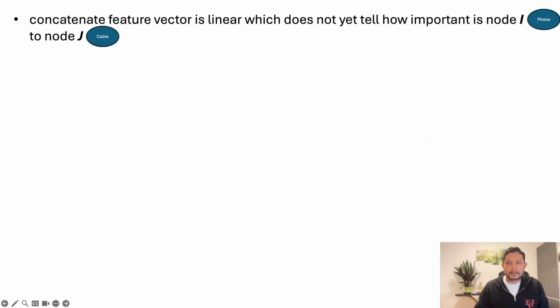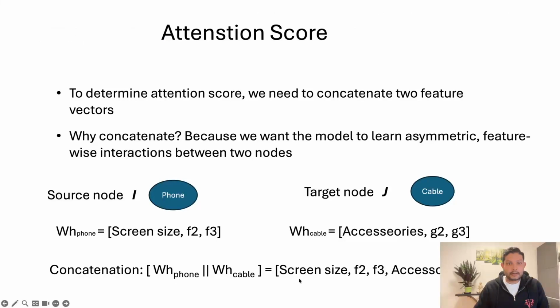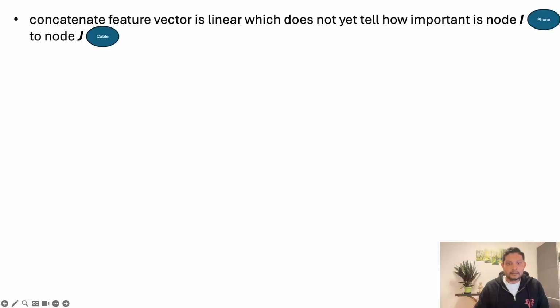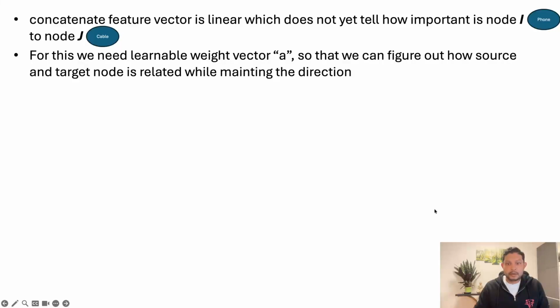So from the previous slide we calculated the concatenated feature vector, but does it tell anything yet? No, because those are linear. There is no non-linearity, right? If you have seen in the previous slide, it's all linear calculation. We are doing the concatenation and that's it. So what we do, we introduce a learnable vector called A.